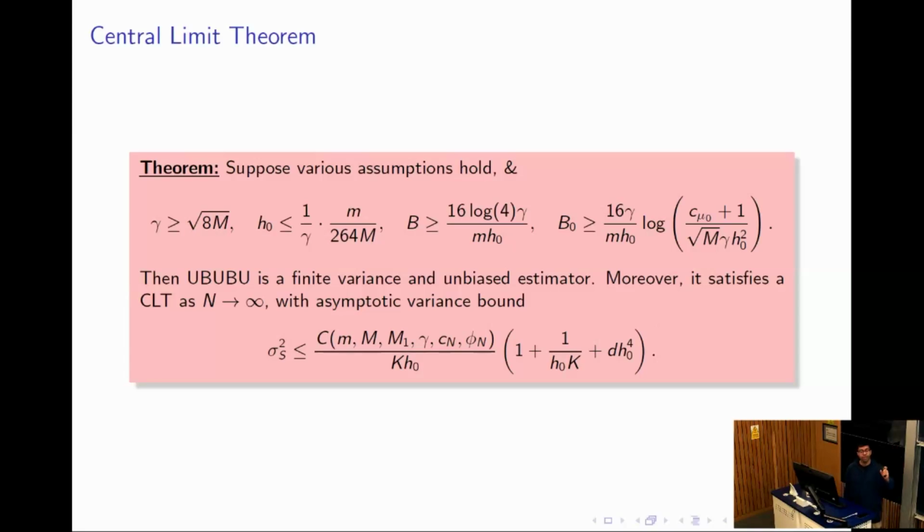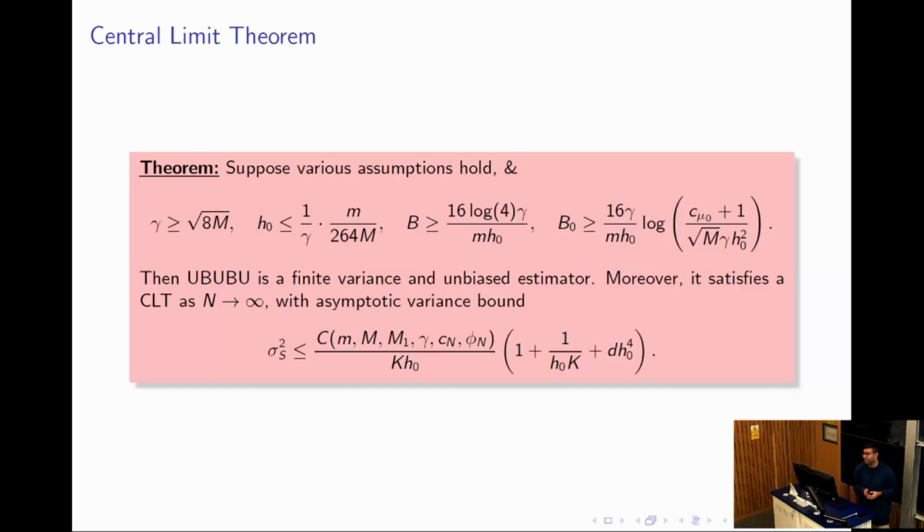So assuming that you have these conditions, what we can say is that our scheme, the U-Boo-Boo scheme, is finite variance and is also an unbiased estimator. Moreover, it satisfies a central limit theorem as we take n to infinity, where we have the following asymptotic variance bound. The way that we did the asymptotic variance bound was largely based on work by Jourdain, who looked at concentration results in MCMC, where I think we used typical concentration inequalities, such as the Gaussian inequality, as well as the Efron-Stein inequality.